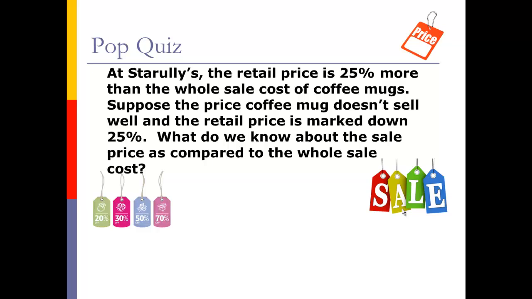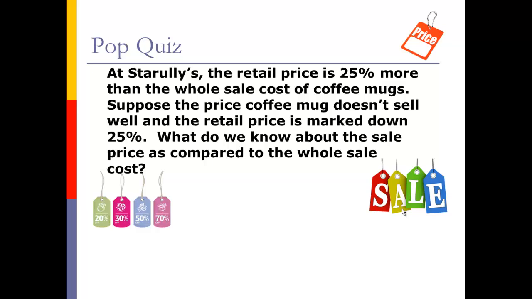So at Starli's, the retail price is 25% more than the wholesale cost of the coffee mugs. That basically means that the supplier is charging Starli's a certain amount, and then Starli's is going to raise that 25% to figure out their retail price. So that's how that's working.